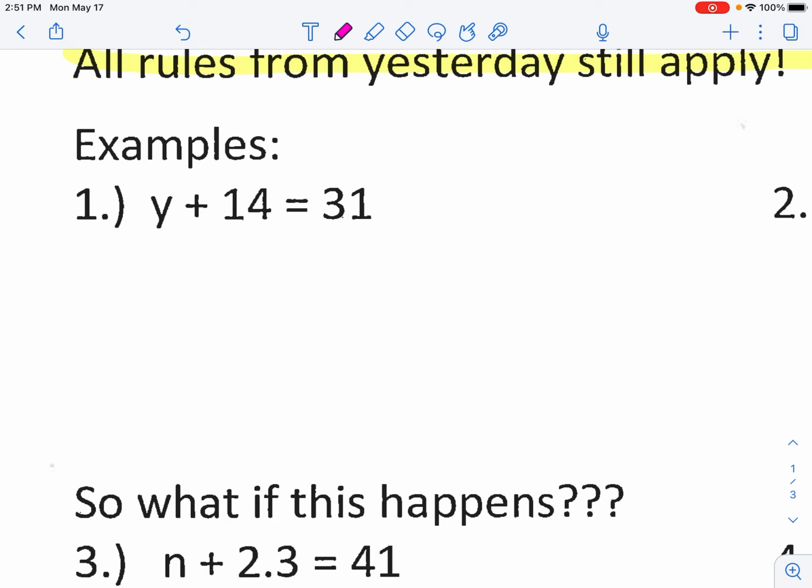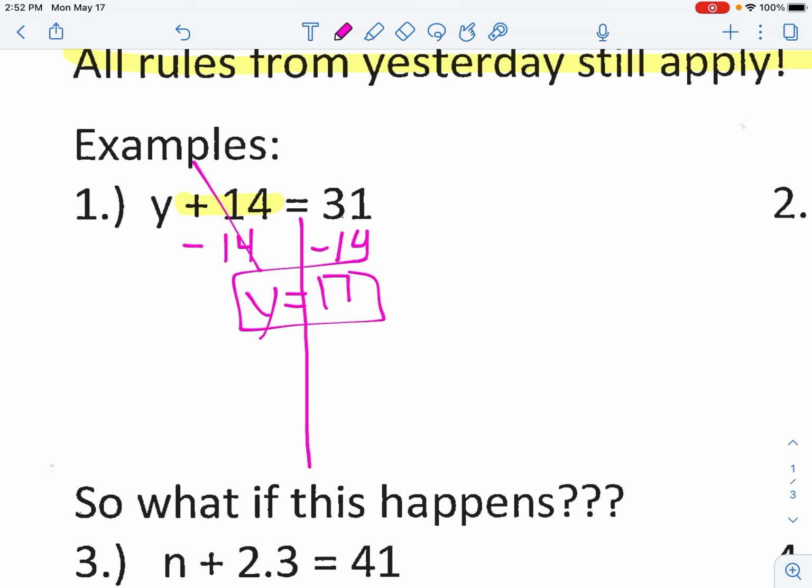The first thing you want to do is draw your mirror. That's just a visual reminder to yourself that anything you do to the left side, you have to do to the right side. If you see plus 14, this is asking what number plus 14 equals 31. Remember, we solve by doing the inverse operation, and the inverse of addition is subtraction. So we're going to subtract 14 from both sides. Next, you're going to show your cancellation. 14 minus 14 is 0, so your 14s cancel. On the left side, all you have is your y, and 31 minus 14 is 17.